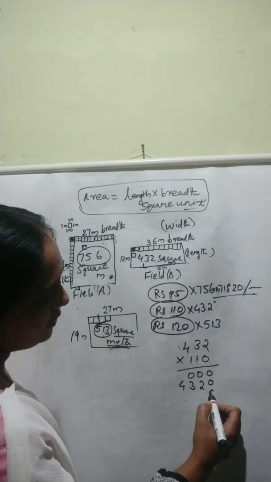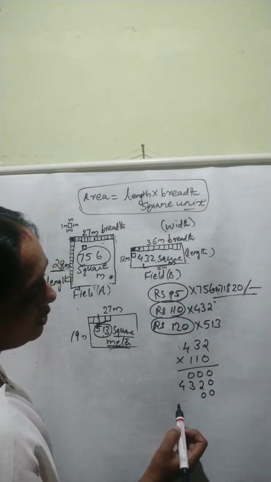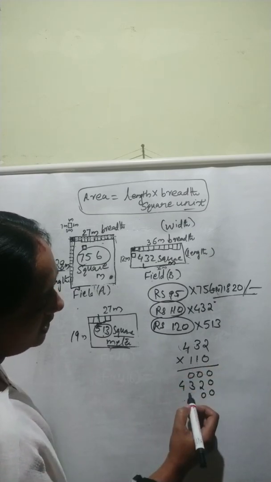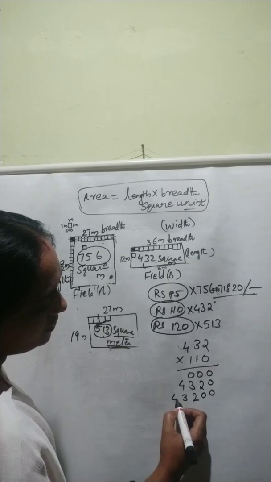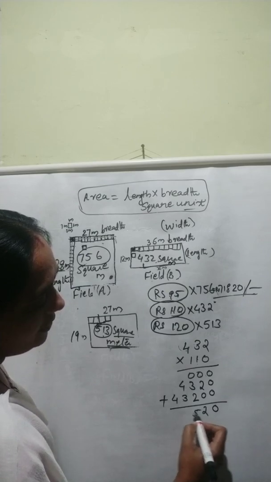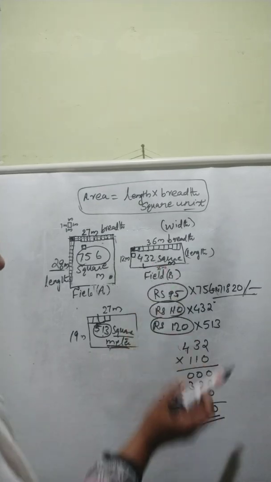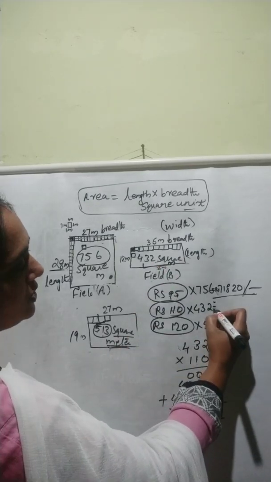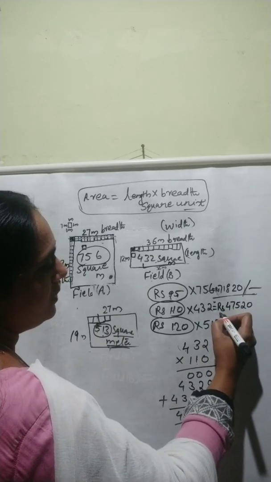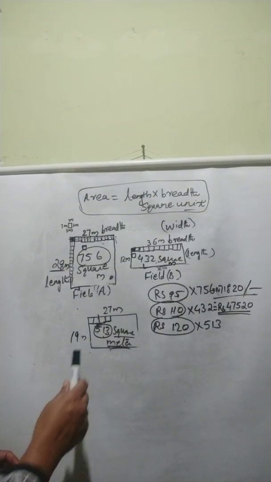Then next we have to keep here 2 zeros because now we are multiplying with the hundreds place digit of this multiplier. That is also 1. So 432 times 1 we will get 432. Then 2, 3 and 4. Next we have to add these all. So 0, 2, 5, 7, 4. So the total amount of this second field is 47,520. So Karunya paid 47,520 rupees. Okay.